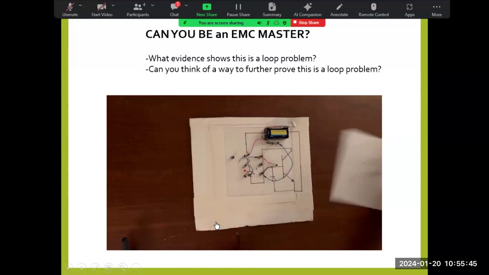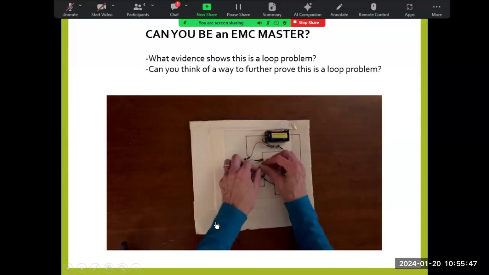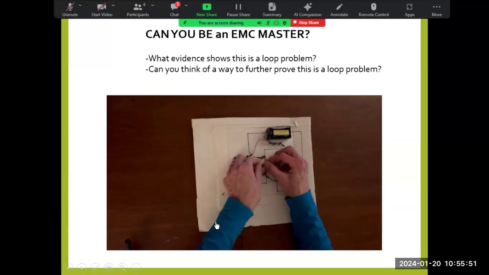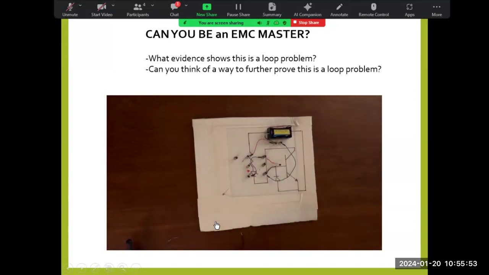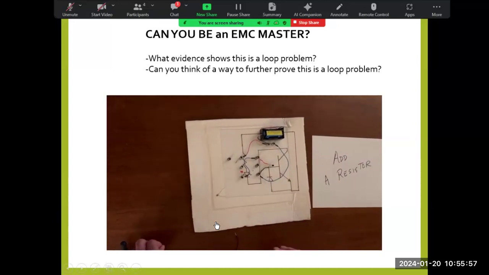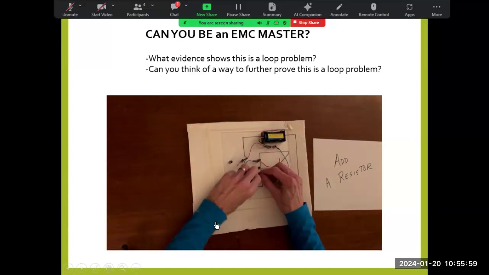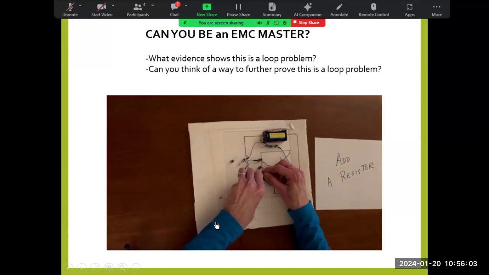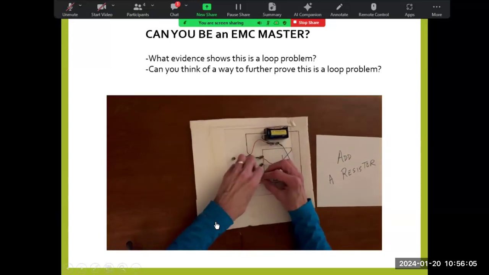And next, one more thing. Put a resistor. This is another way you can fix EMC problems, with a resistor. If you can add resistance, sometimes that helps. Sometimes you have no option, you can't add resistance and your circuit won't work. But if you can add resistance, then it can make a big difference.